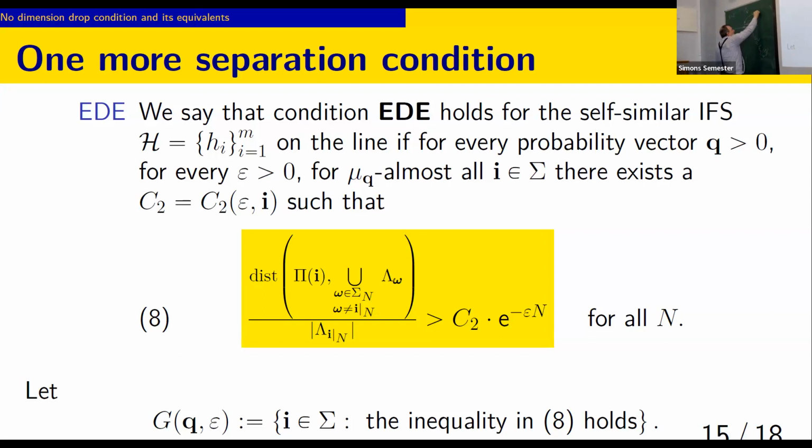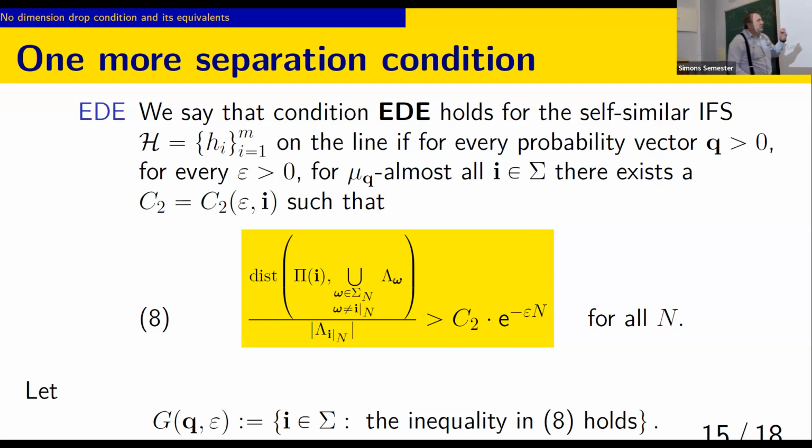So this is the distance that appears there: the distance between pi I and the nearest level n cylinder. So lambda omega, where omega is a level n word such that omega is not equal to I n. So we just take this distance, and we would like to compare it to the size of the level n cylinder which corresponds to I. So this distance is compared, and it needs to be not too small: constant times e to the power minus epsilon n.